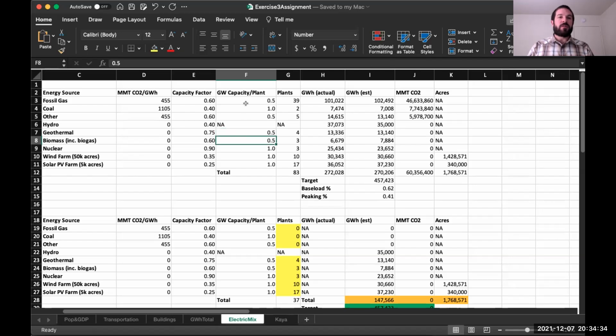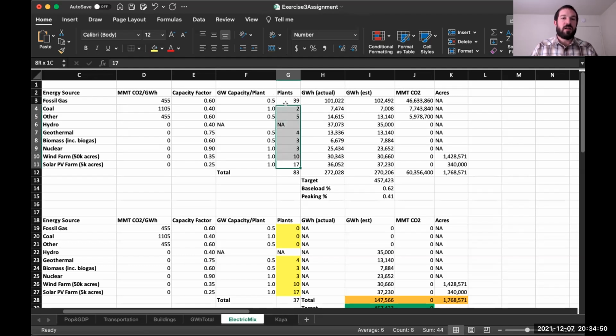So we make some assumptions about the gigawatt capacity per plant. And then we have a column here that goes ahead and says, all right, well, that's how many plants we're estimating exist in California today, or are burning fossil fuels, or are generating electricity and sending it to California today. So in this column, we have the gigawatt hours of actual consumed delivered power in the state of California in 2020.